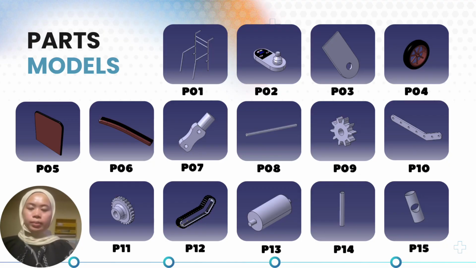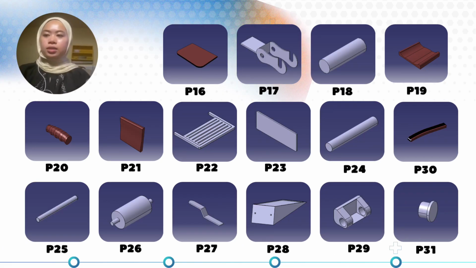So the total parts or models that we have made is 31 parts to complete our project, the multifunctional wheelchair. So this is the first 15 parts that we have made, and this is the rest of the parts, which is the total of 31 parts to complete our mini project.